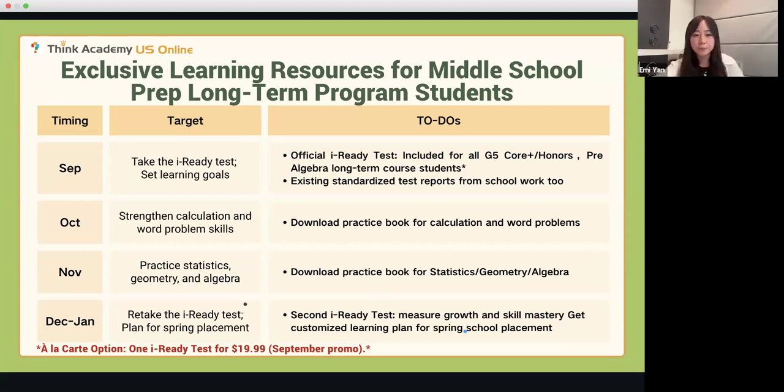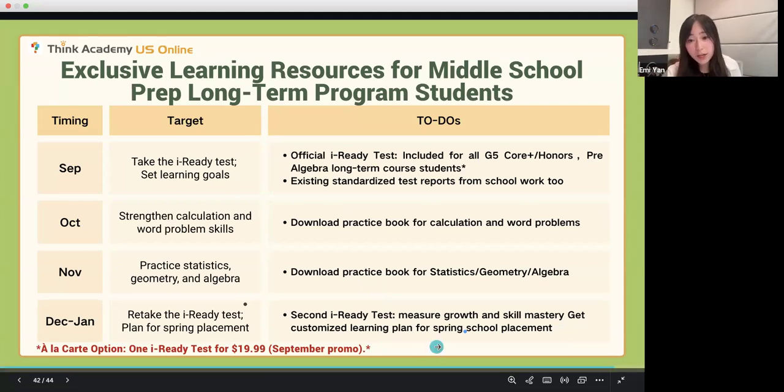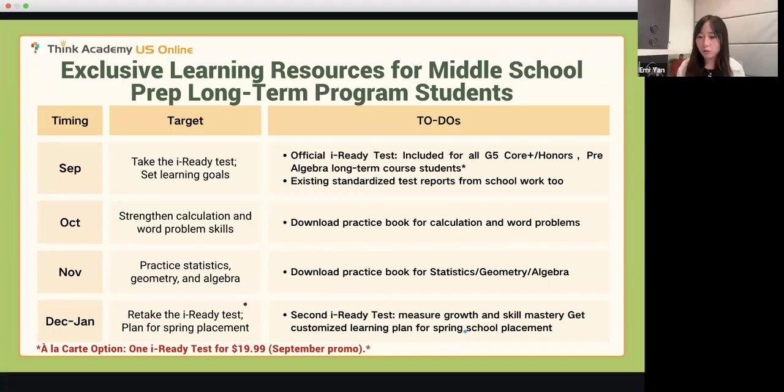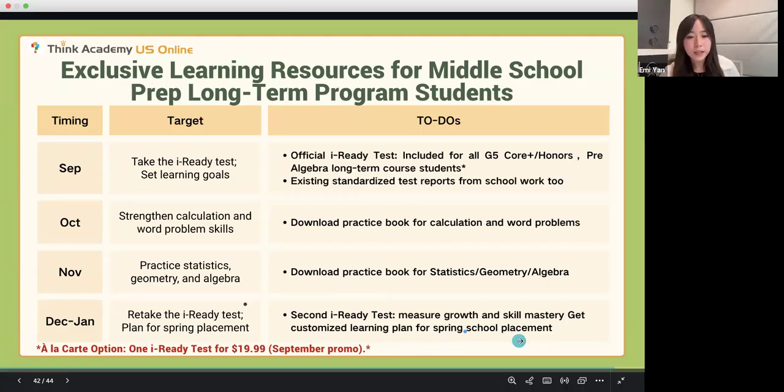So that is the acceleration. And then for December and January, you're gonna take this test one more time to measure your growth and skill mastery and get some customized learning plans for the spring school placement.